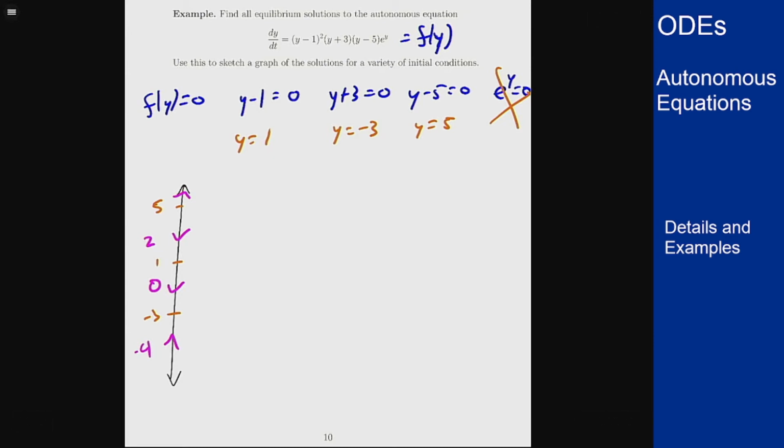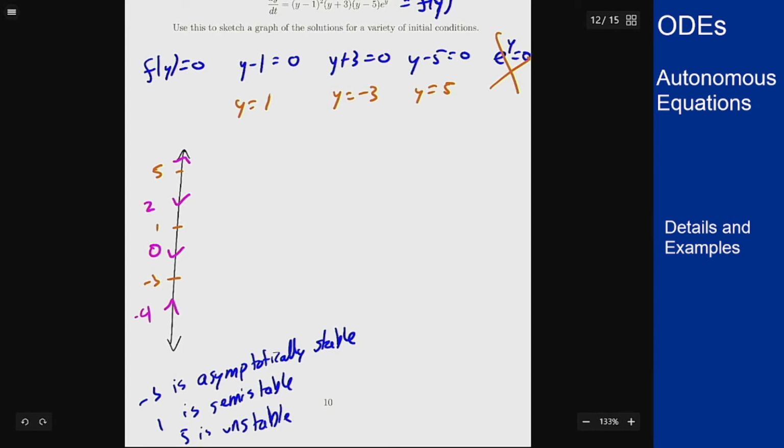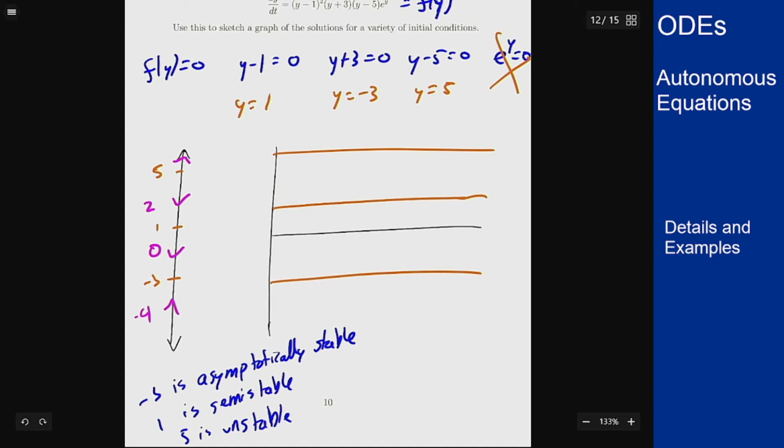Which means in terms of classification, so right down at the bottom here, negative 3 is stable, 1 is semi-stable, and 5 is unstable. So for actual solution graphs, we can draw on our axis here at 0. We can draw in our equilibrium solutions at 1, 5, and minus 3, and then fill in between.